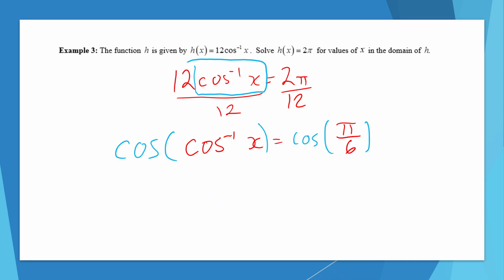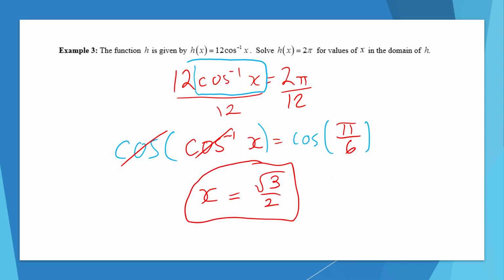There. Once we have that, the cosine and the inverse cosine will cancel out, and that's what I was saying before about them canceling each other out to just give us x. And then x equals cosine of pi over 6, which from the unit circle should just be positive root 3 over 2. And so this should be our answer here for example number 3.